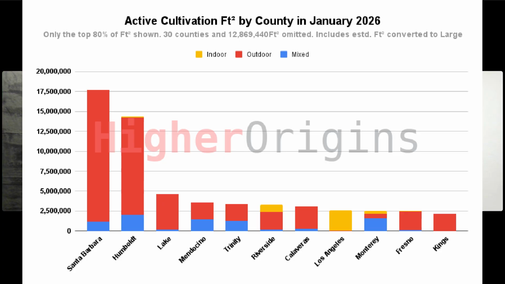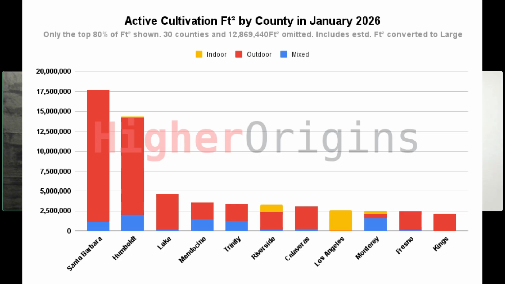So that's just top line numbers. And for all of those, the vast majority is outdoor. Santa Barbara has maybe 1 million square feet of mixed light, Humboldt has maybe 2 million, and the rest of that is outdoor. Indoor is not well represented in either of those counties.